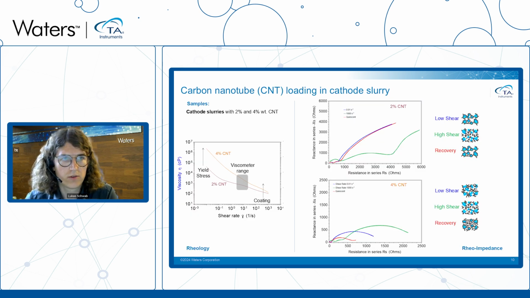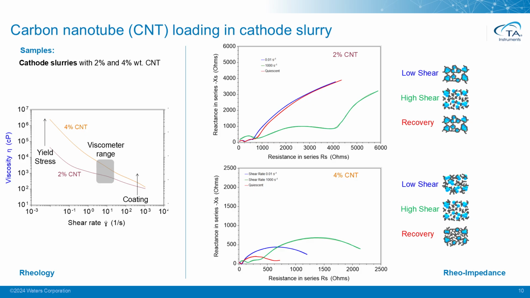So in the next few slides, I want to show you some examples of how this setup can be used. Here we have two different cathode slurries, which differ just in the load of carbon nanotubes. We have one with 2% carbon nanotubes and one with 4%. First we look at the rheology, which is plotted on the left side. Again, we see the viscosity of the two samples as a function of the shear rate.